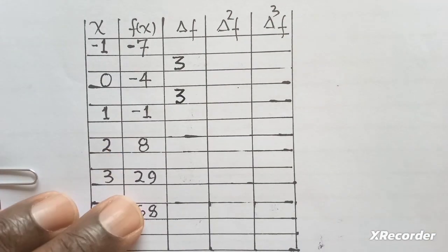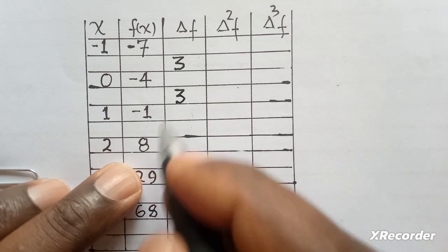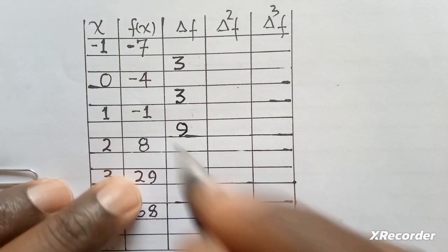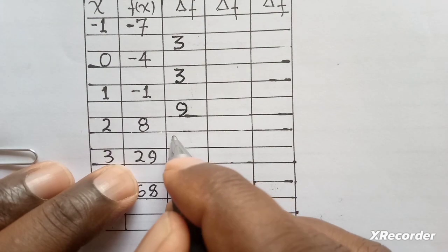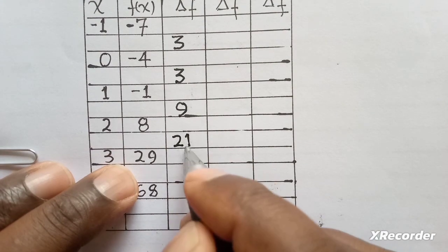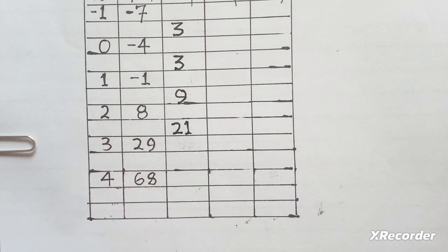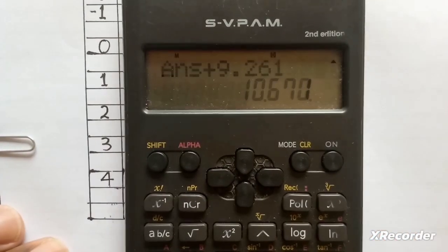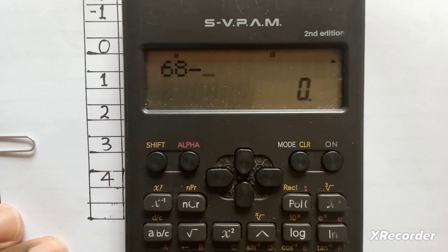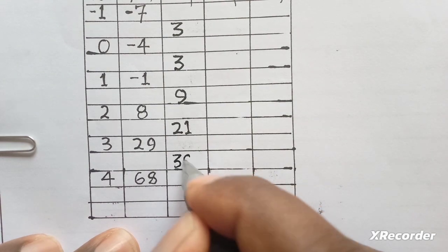We come to this other entry. 8 minus 1, that is 8 plus 1 is 9. Come here, 29 minus 8 is 21. I hope that is okay. Then 68 minus 29, you can do that with a calculator. 68 minus 29, so that is 39. So guys, we get 39 right there.